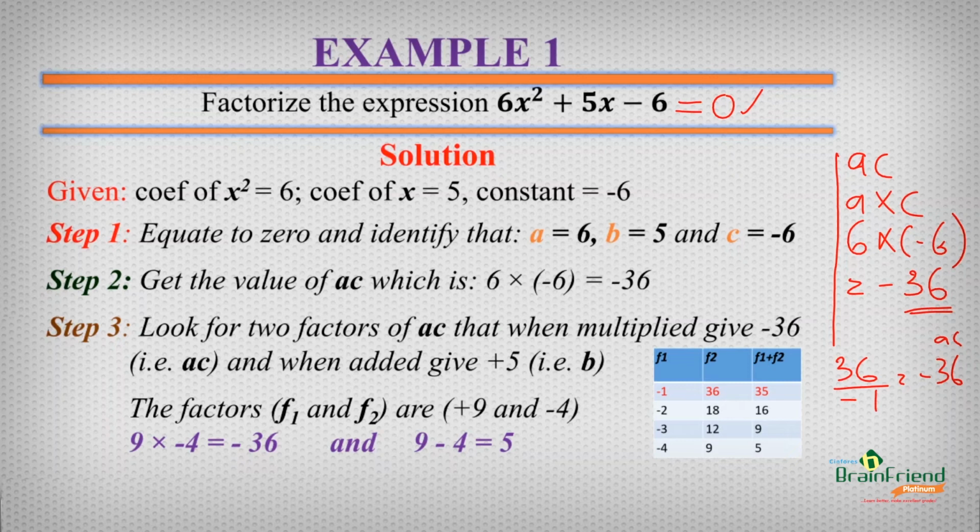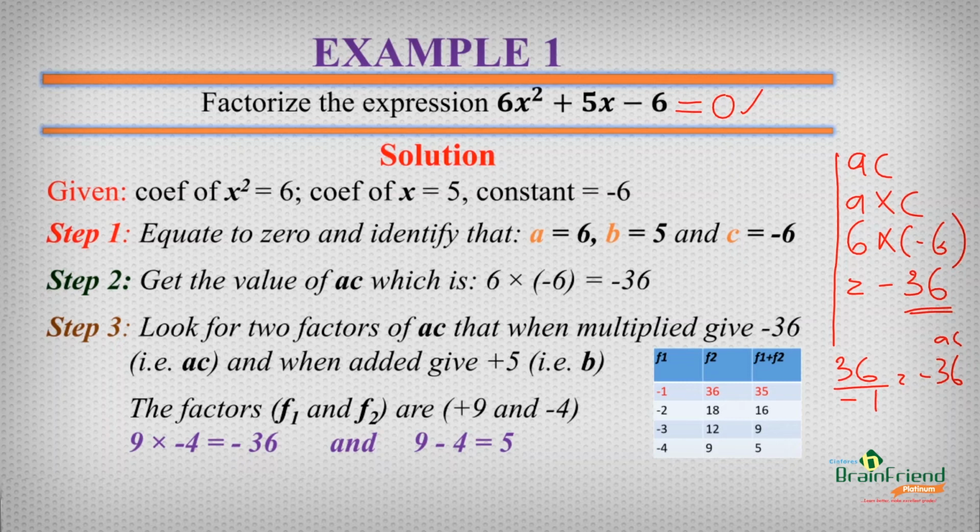But remember the next step, that we have to add these two factors. And when we add them, they should give us a value in B. That is to say, when we add F1 and F2, we should get 5. Let's try to see if that worked. -1 plus 36 would give us what? It will give us 35. That didn't work, which means our B was not met.